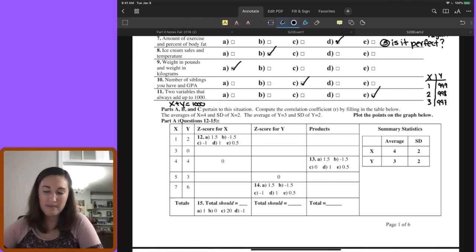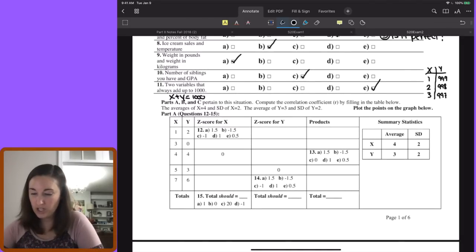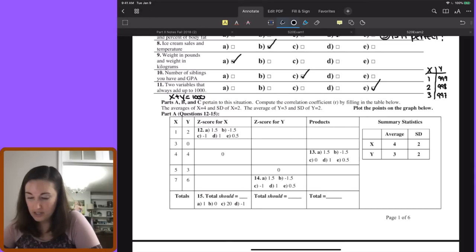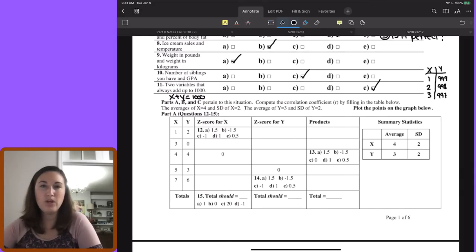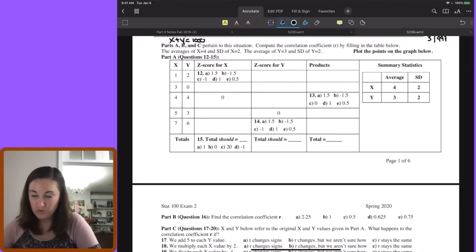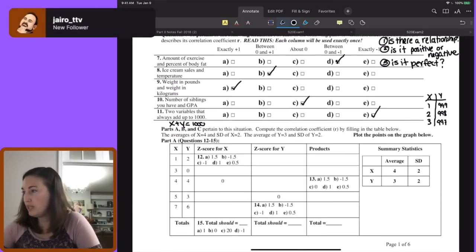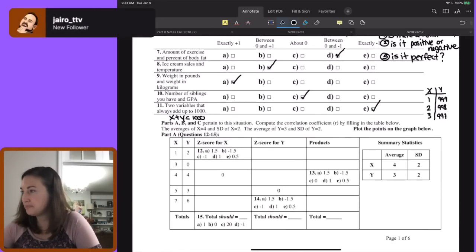So it says parts A, B, and C pertain to this situation. Compute the correlation coefficient. All right, so we have these summary statistics, and this is kind of an example of how it will be on your test, where, see how question 12, question 13, and 14, you have to fill those in, but honestly, in order to do this question, you have to fill in the whole table. So let's see.